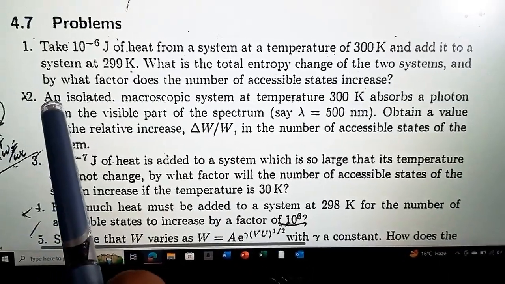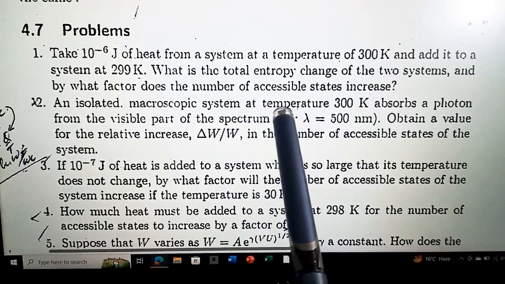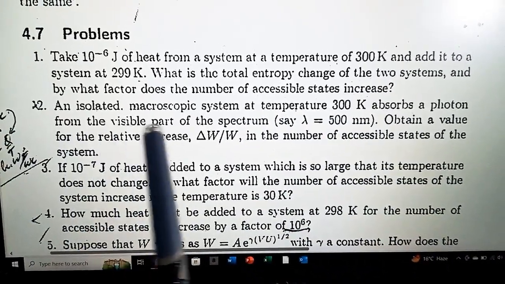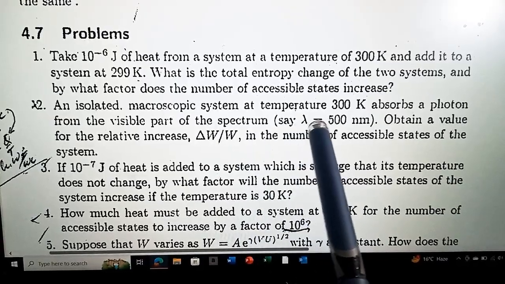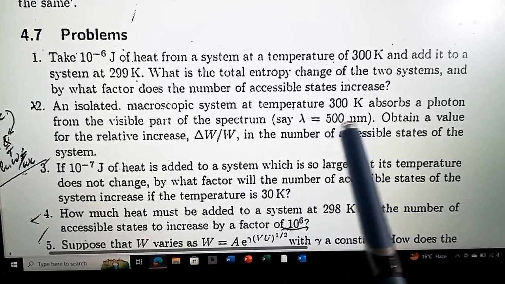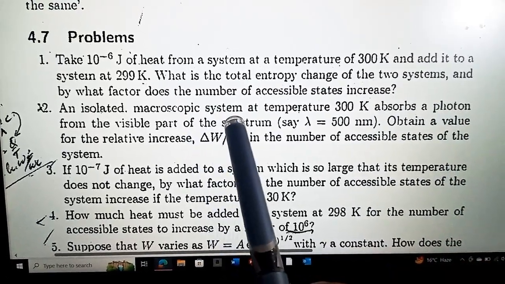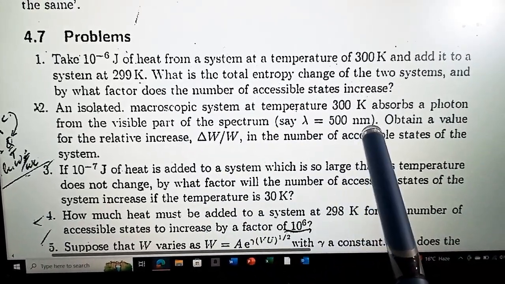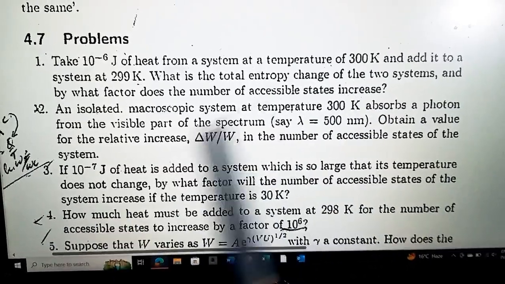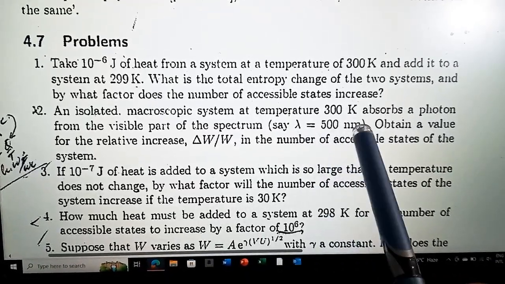So here's the statement. It says that an isolated macroscopic system at temperature 300 Kelvin absorbs a photon from the visible part of the spectrum, say lambda equals 500 nanometer. So that's the wavelength of the photon that has been absorbed by this macroscopic system. This wavelength will help us to find out what amount of energy has been absorbed, because it is equal to the energy of the photon. So that's a crucial information.